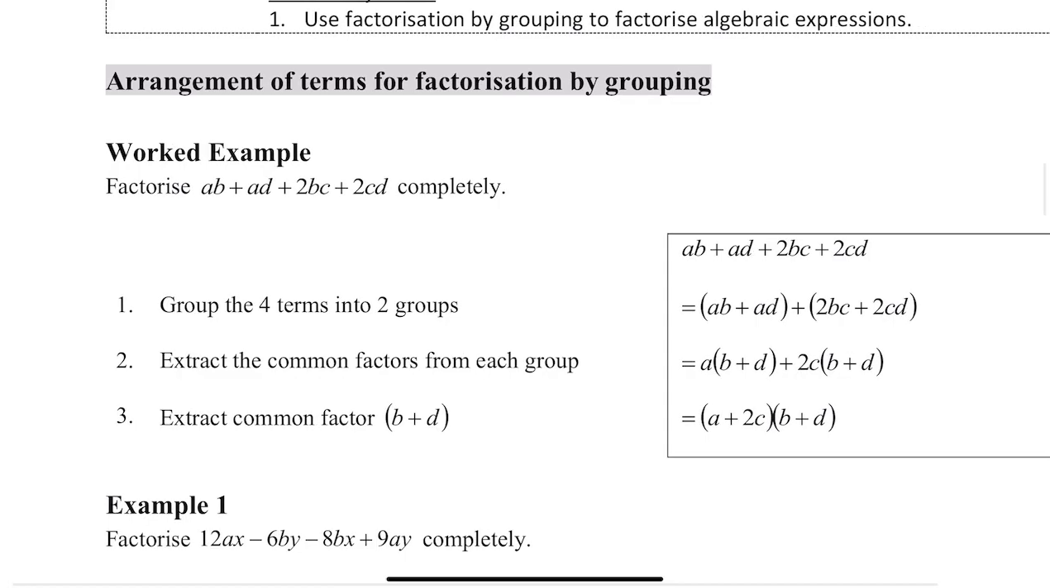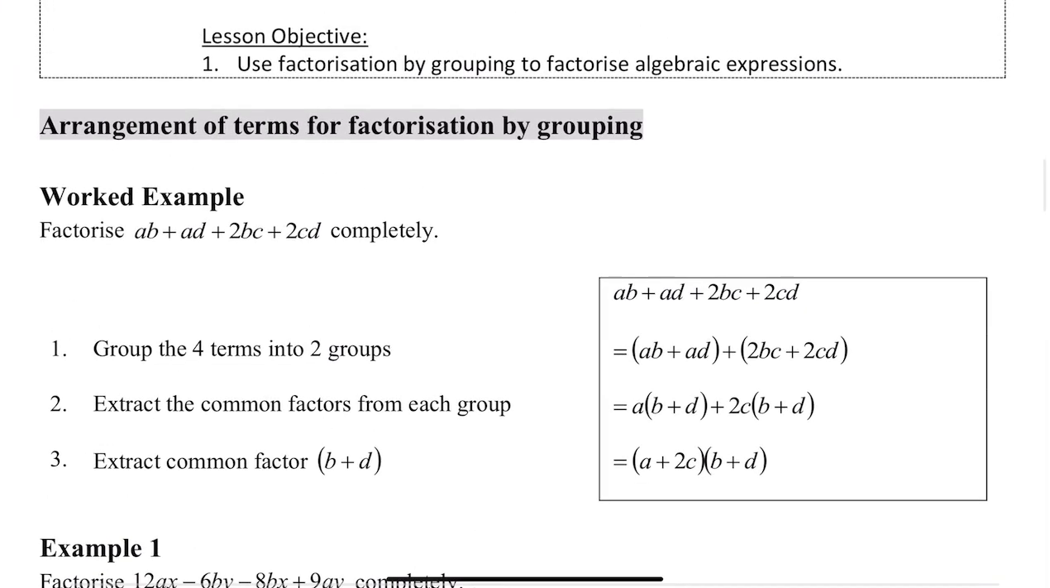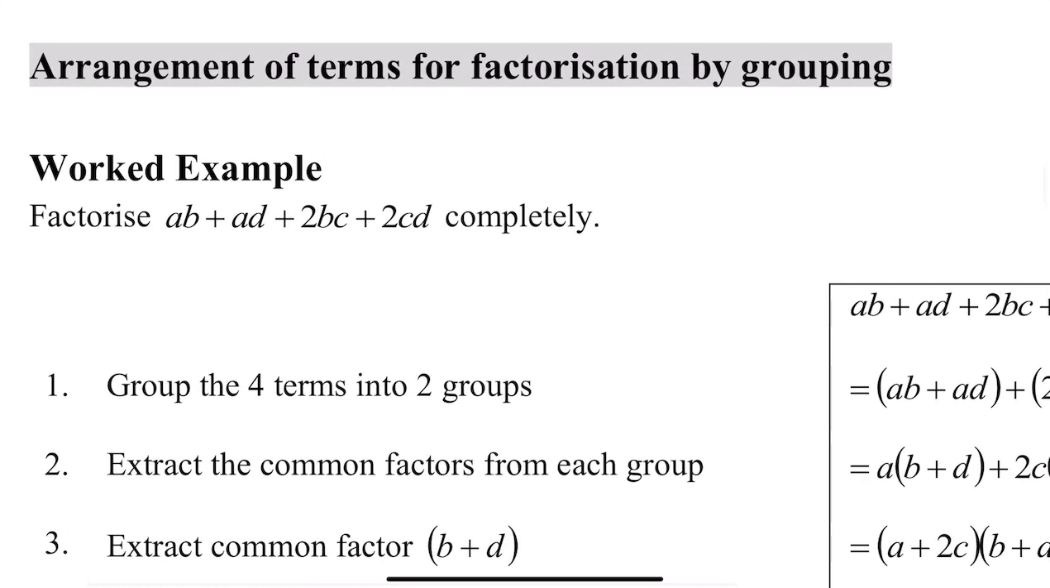So let's look at this worked example over here. What is this thing called factorization by grouping? I want to turn these 4 terms into a product of its factors, something times something. That is what it means by factorization. So let's look at how we can do that.